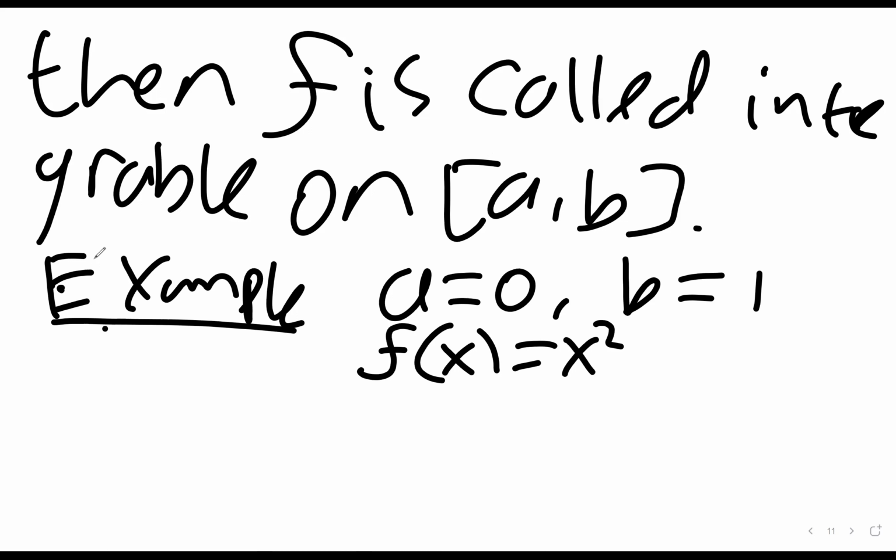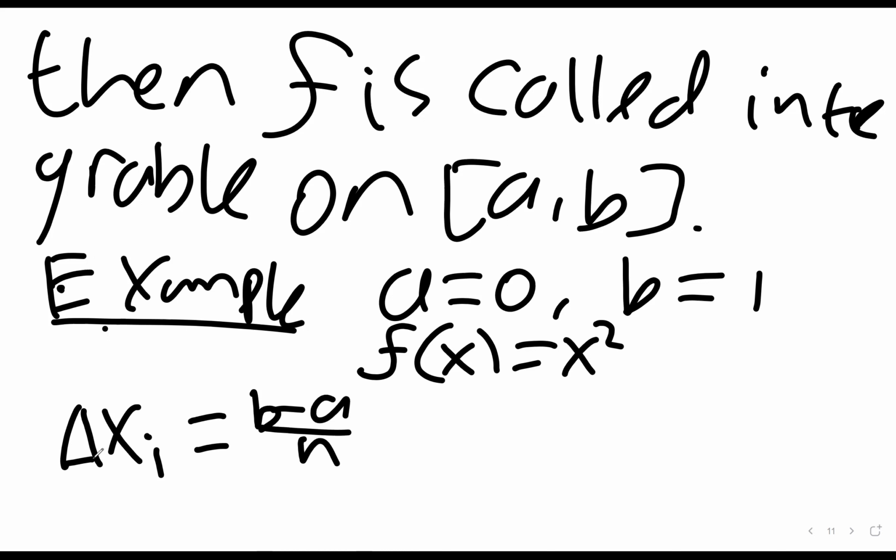In this case, let us consider delta xi, and assume that delta xi is the same. So this one is b minus a over n, which will be 1 over n. And xi bar equals xi.